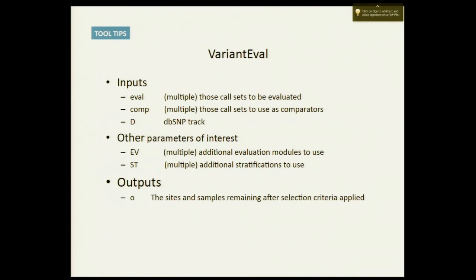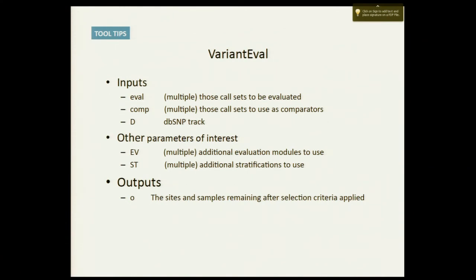And we have a special case for just the dbSNP track if you want to say, break things down by present or absent in dbSNP. This EV argument allows you to select evaluation modules or evaluators, and ST allows you to select stratifications. So you might want to stratify based on how you filtered, based on a functional annotation, based on per sample versus in the aggregate.